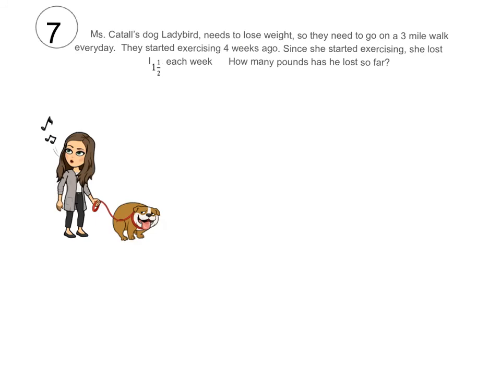Okay, for this one, Miss Cattell's dog Ladybird needs to lose weight, so they need to go on a 3-mile walk every day. They started exercising 4 weeks ago. Since she started exercising, she lost 1.5 pounds each week. How many pounds has, that should say she lost so far? So we know she's losing 1.5 pounds each week, and we know that they've been walking for 4 weeks. So we can multiply 1.5 times 4 to figure out how many pounds she's lost after 4 weeks. This 3-mile walk, that's kind of irrelevant there.